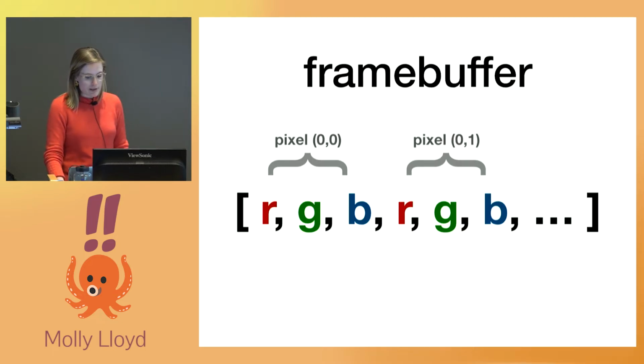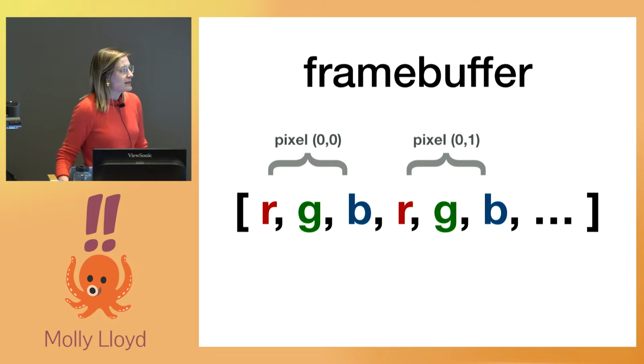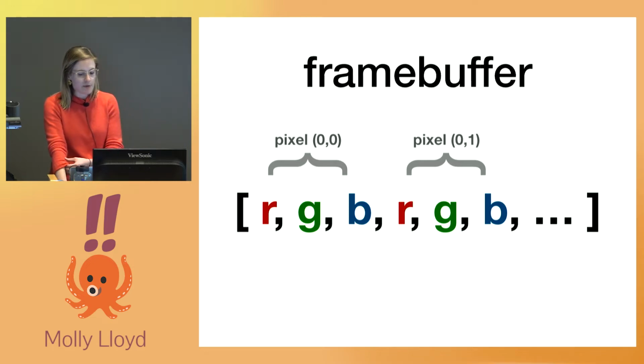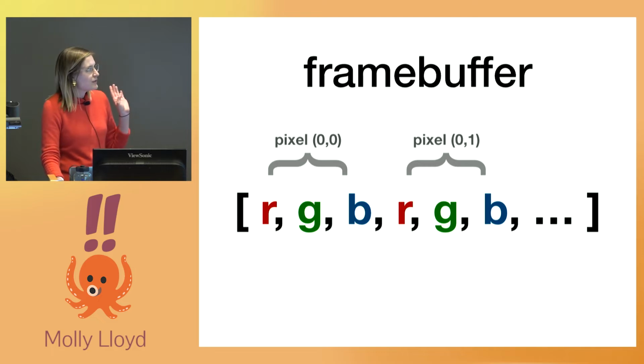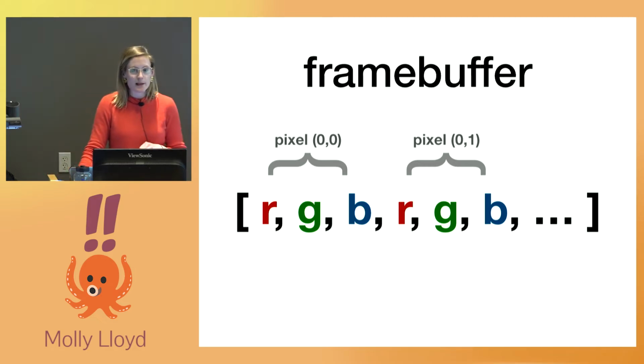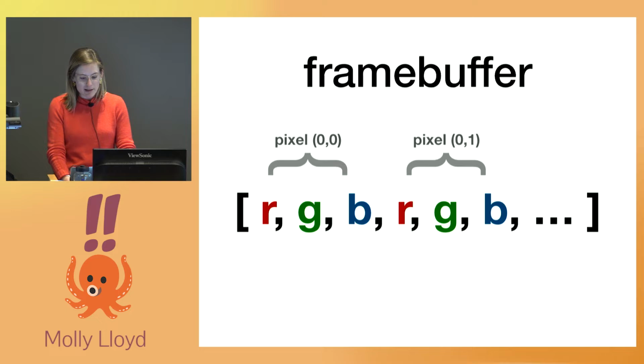A frame buffer is really just a memory buffer. You can think of it as an array that has red, green, and blue color values for each pixel in the display. Some frame buffers have alpha or opacity values too, but that's not sent to the display. It's pre-multiplied with the red, green, and blue values to give you the final color that you see.